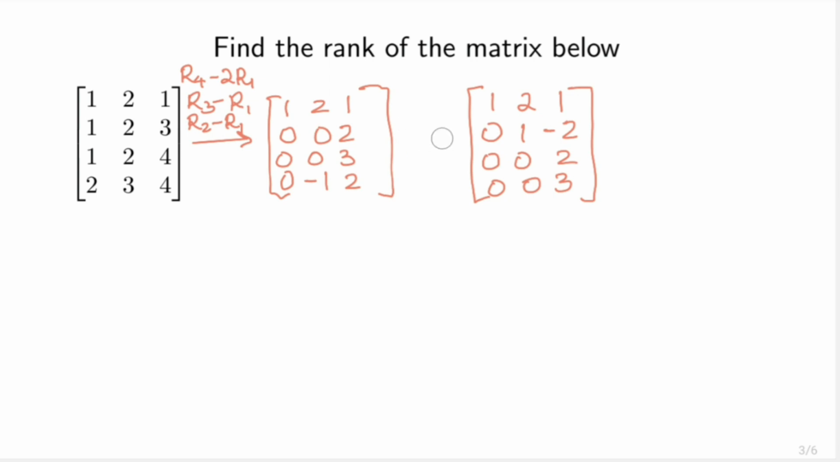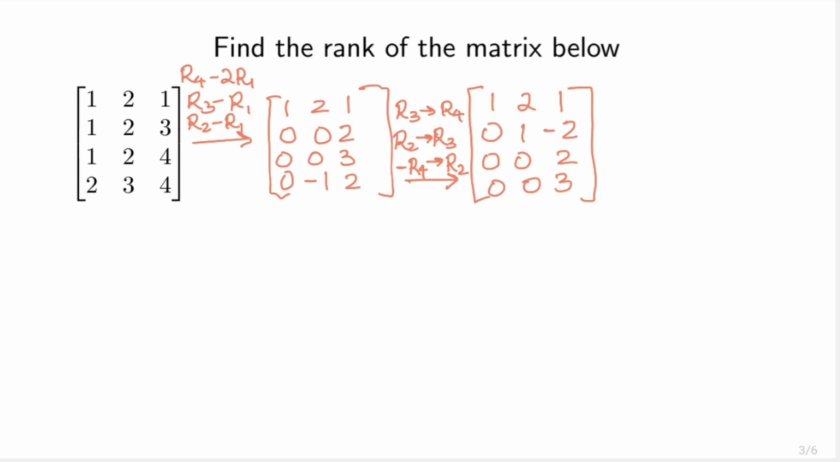The first thing we did was to multiply row 4 by minus 1. So minus 1 times row 4 was moved to row 2. And then we moved row 2 to row 3. And then we moved row 3 to row 4.